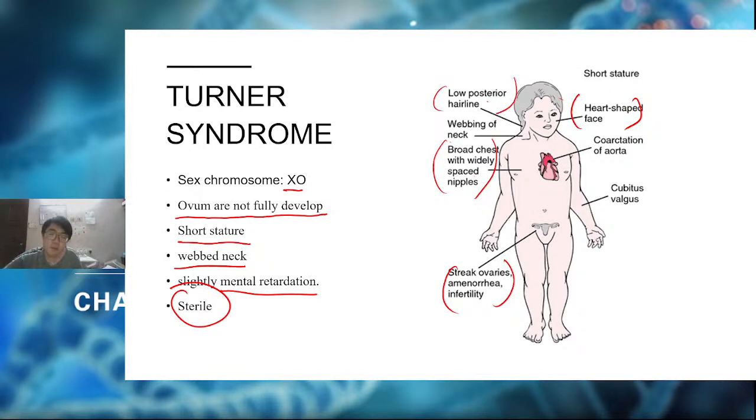So this is the female lah. Ini perempuan juga. But the paling important is dia tak boleh melahirkan anaknya. Okay.